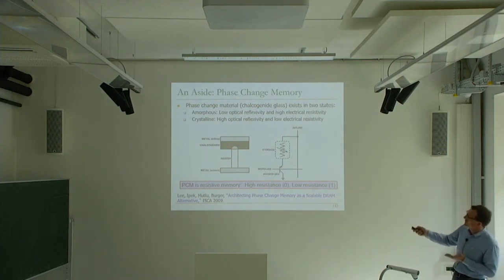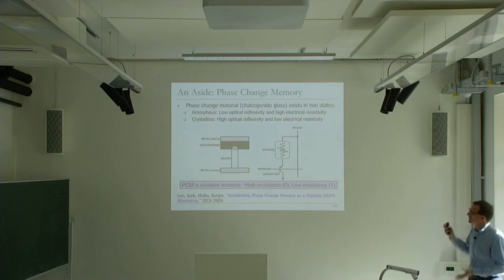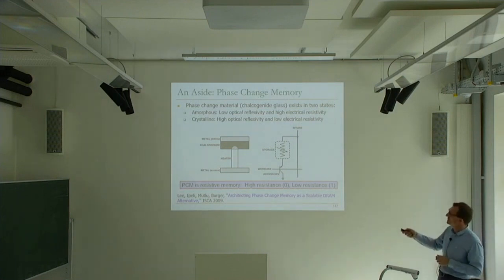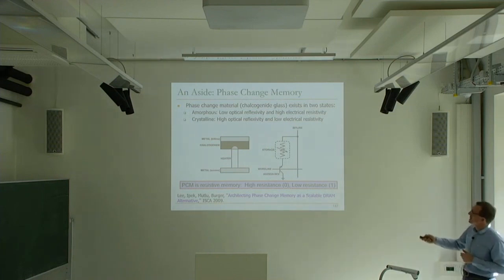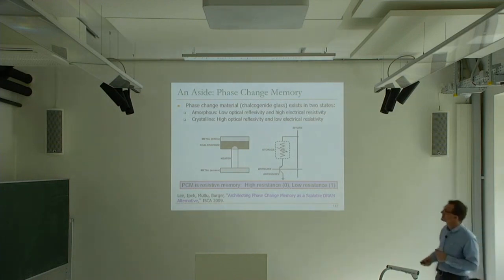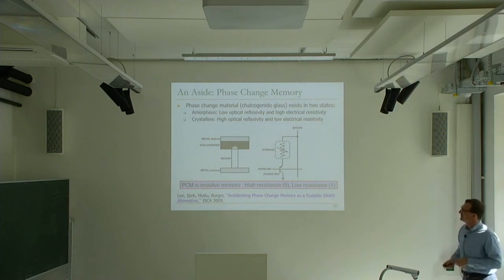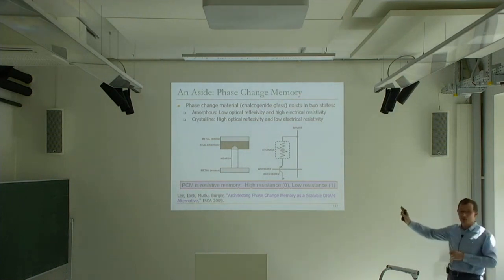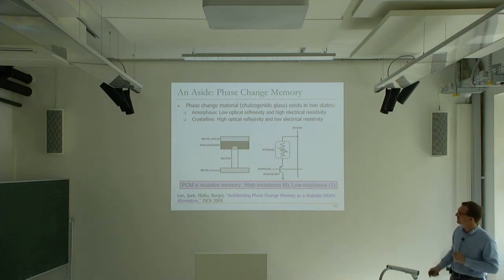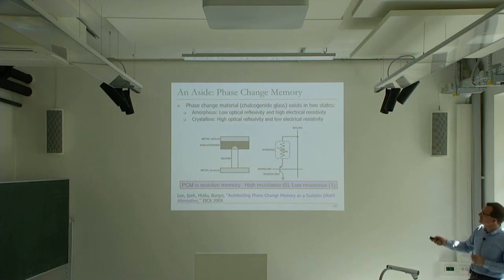And also, amorphous state has high electrical resistivity, and crystalline state has low electrical resistivity. So you can actually shine light on it and determine your reflectivity, or you can pass current through this access device and figure out the resistance that you have over here. And this is the paper that we're going to talk about later that I mentioned early on that we wrote 10 years ago.